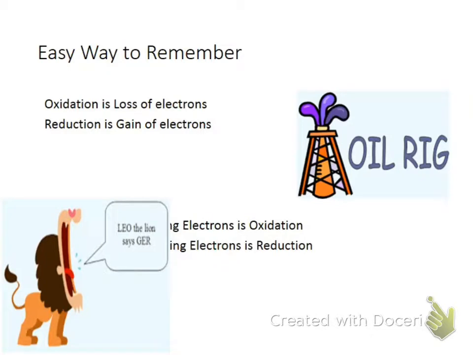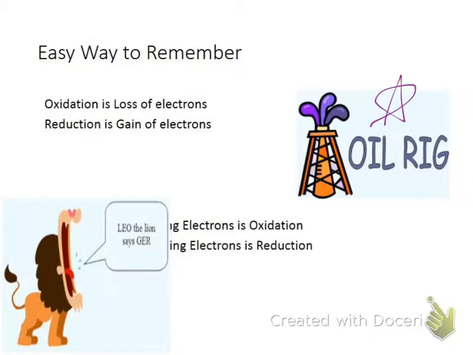Here are two ways that you can remember it. This is the one I use all the time, OIL RIG. You will probably write that on your test. OIL RIG: oxidation is loss of electrons, reduction is gain of electrons. That's a way to help you remember when you're doing it, because it gets a little bit confusing, or maybe you just can't remember which is which.